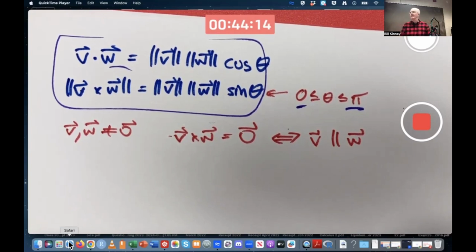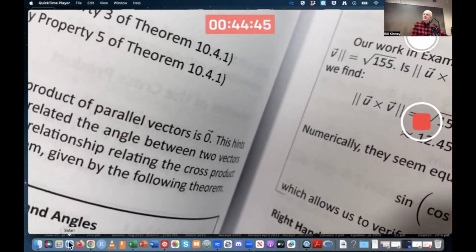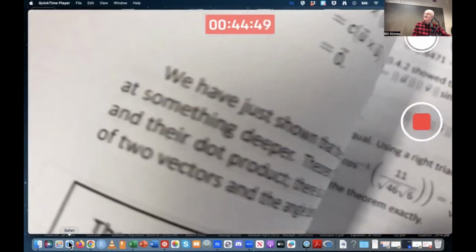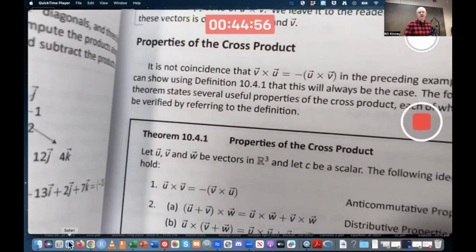What are the full list of algebraic properties of the cross product? Let's just look at it in the book. I said, before we look at these properties, that the dot product is also called the inner product. It's also called the scalar product as well. The cross product, is that also called the outer product?